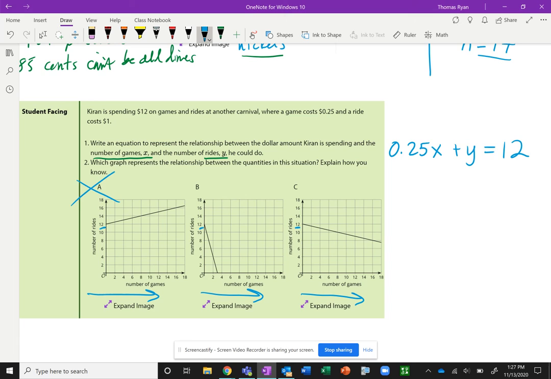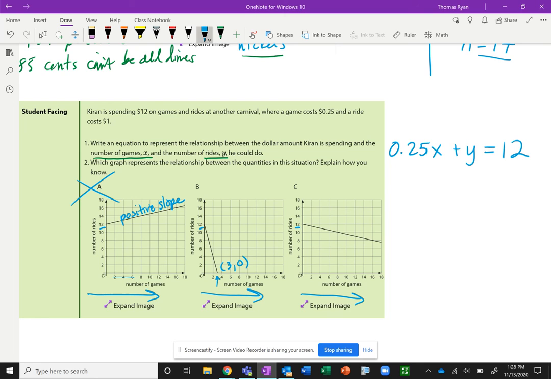So A is not going to work because what we should notice is that this is positive slope. This is saying if we play more games, then we'll go on more rides, but that's not true. We were only given $12 to spend. So now we're trying to come down between B and C. And I think a really easy way to find this is to test this point. Look at what this is telling us. This says if you play 3 games, you will have no more money to go on rides. You will not be able to go on rides.